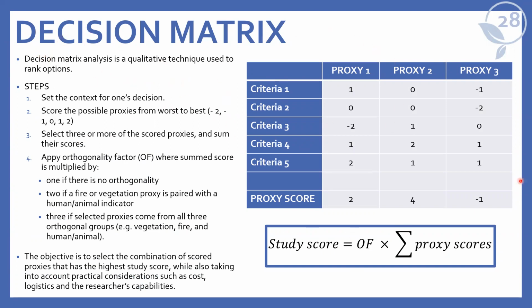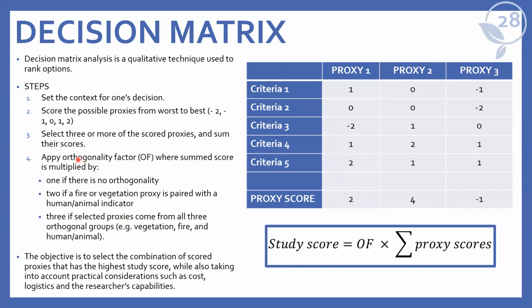Typically, they're set up like this, where these would be the proxies you would be considering along the top, and on the left here, you would have criteria. Based on these criteria, you're able to rank the proxies and then eventually sum the scores for each proxy. The scaling from best to worst is that -2 would be a poor performance of that proxy for that criterion, whereas a +2 would be the best of all of the proxies in this list.